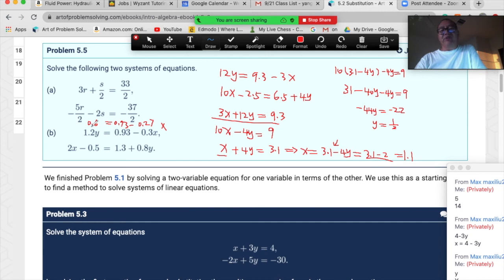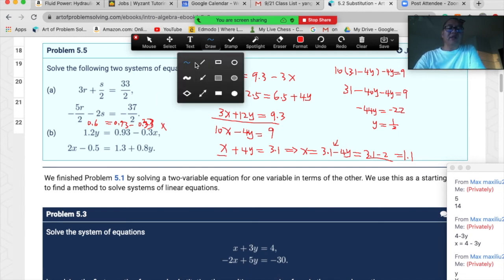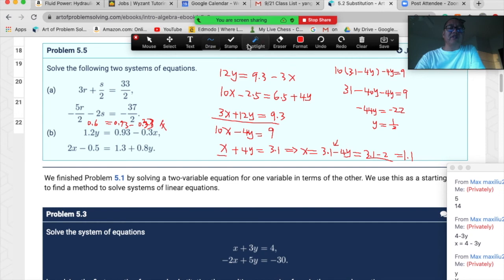Okay? So then now let's go back here. Y equals 0.5. That's 1/2. So 1.2 times 1/2 gives you 0.6. Then here 0.93. Then here that will be 0.3 times 1.1, that gives us 0.33. So this one minus this one gives us 0.6. So here the first equation is satisfied. That's right. So we can get the first equation that's right. Now we need to check the second one.